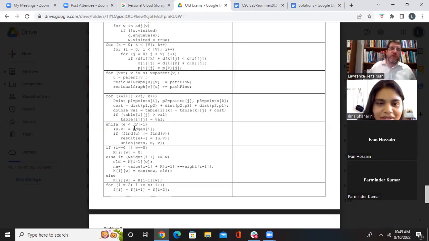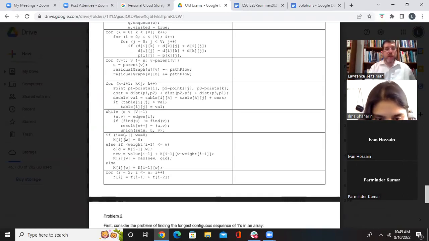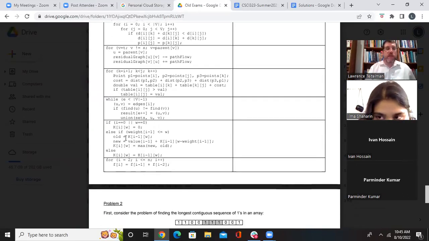Kruskal. Right, so in Kruskal's algorithm, we find the two components and we see if they are different components, then this edge gets added to the minimum spanning tree. So result is the edges in the minimum spanning tree, and we do a union of them. And what do we have down here? Anyone recognize this one?